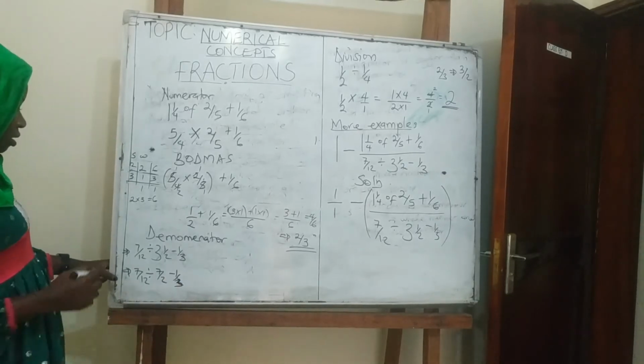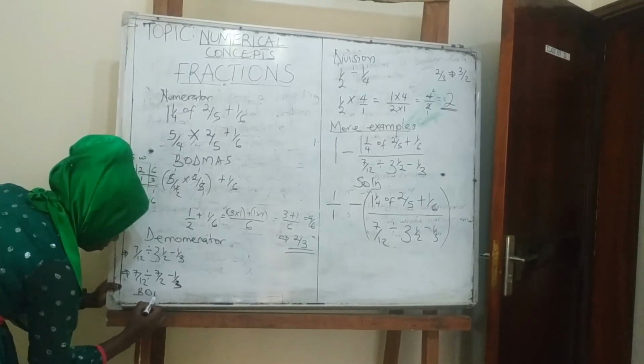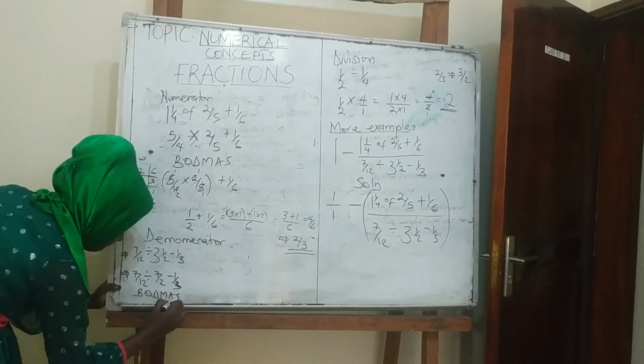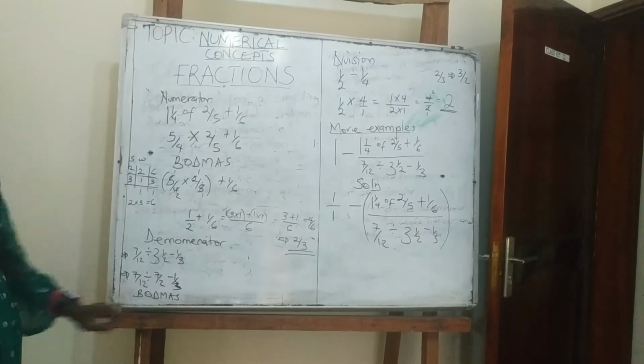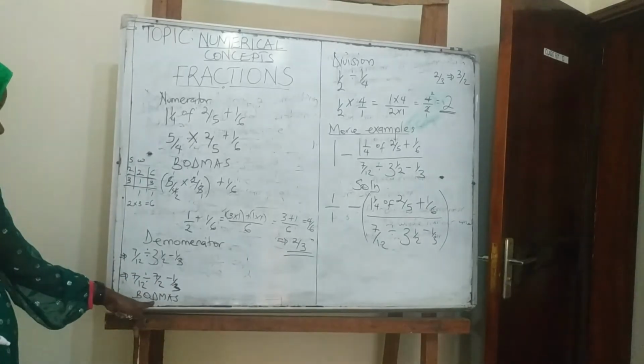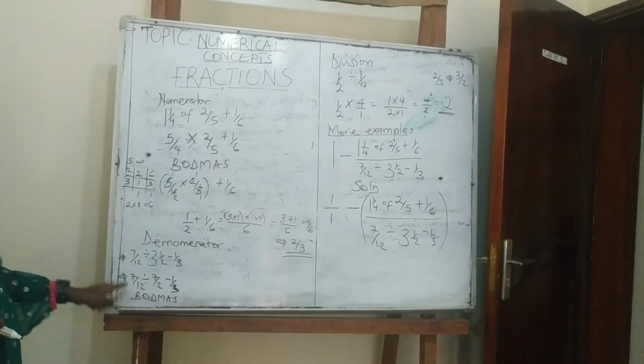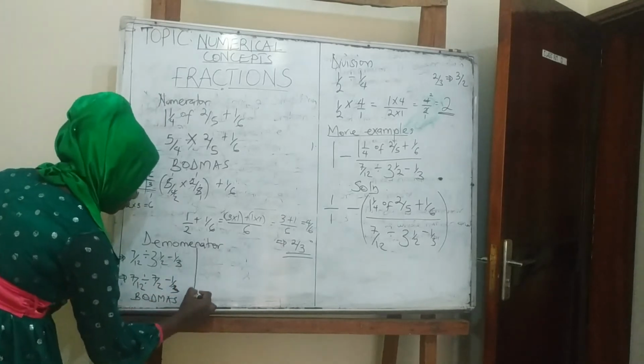A third. And still we have BODMAS. I have division and subtraction. Should I first subtract or first divide? We have division, multiplication, addition, subtraction, meaning that I have to first divide.